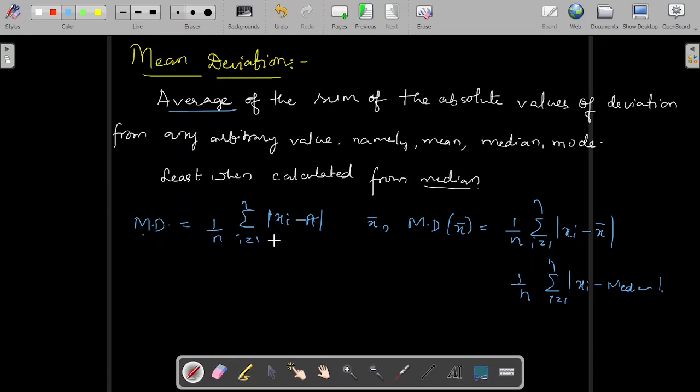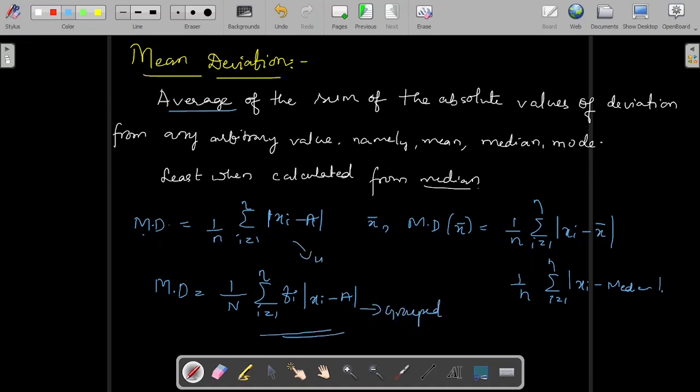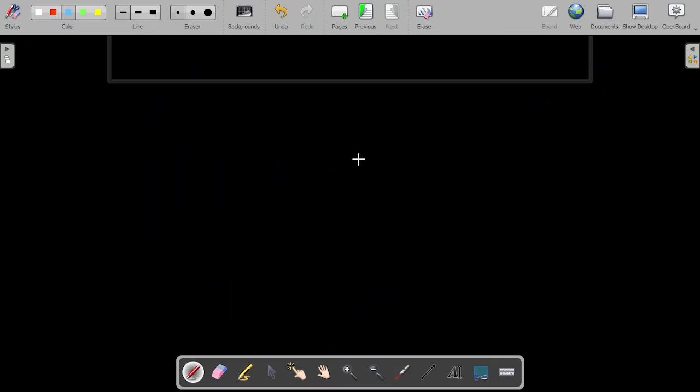If you have grouped data, then the mean deviation is given by 1 by capital N, meaning the sum of all frequencies, summation i equals 1 to n fi into modulus of xi minus A. So you have to multiply it with the frequencies. This is for grouped data and the earlier one is for ungrouped data. Let us see a few examples now.